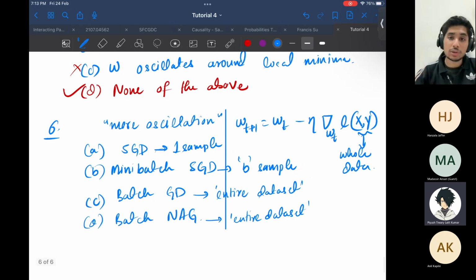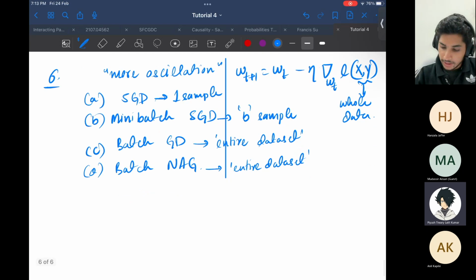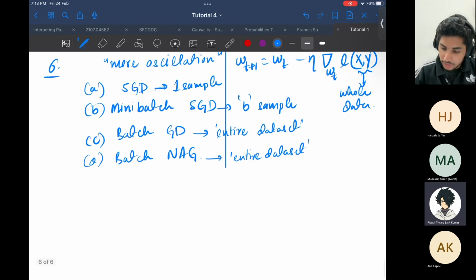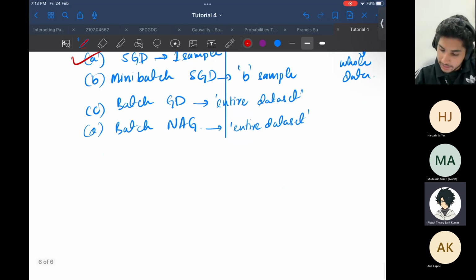So which of these will have more oscillations? The question is which one of these will have more oscillations? I hope you remember, but let me tell you the answer: SGD will have more oscillations. What is the reason for it? In SGD, I am considering only one sample at one time instant. Okay. What does that mean?